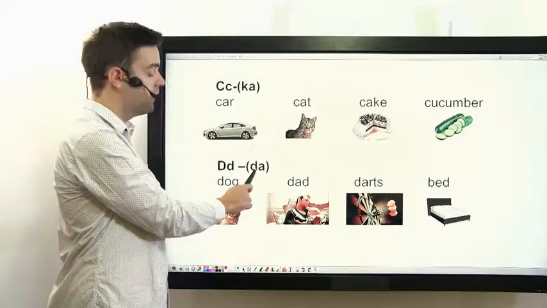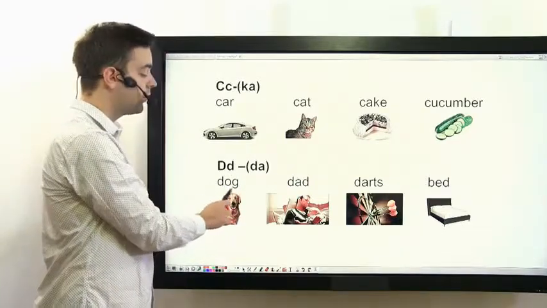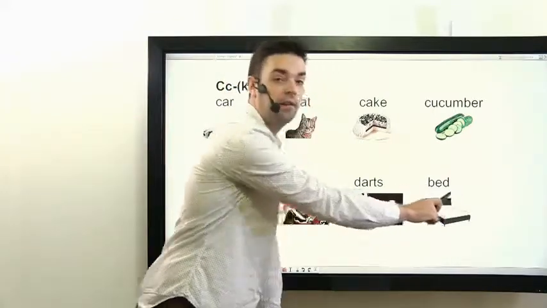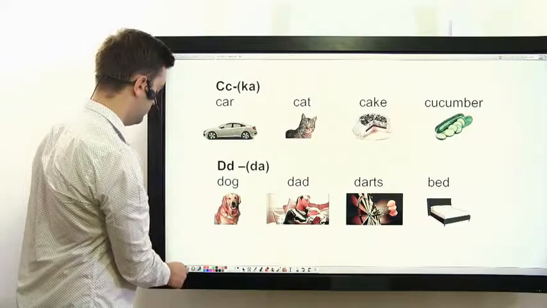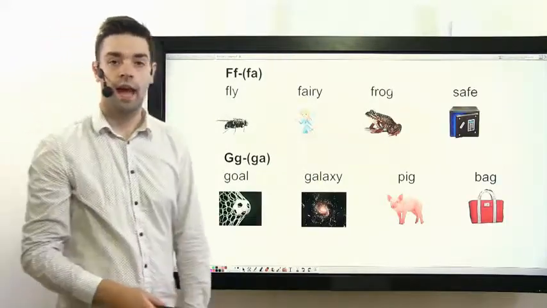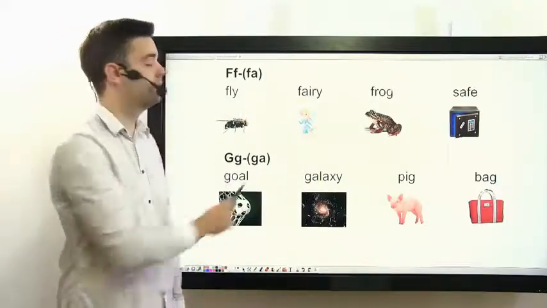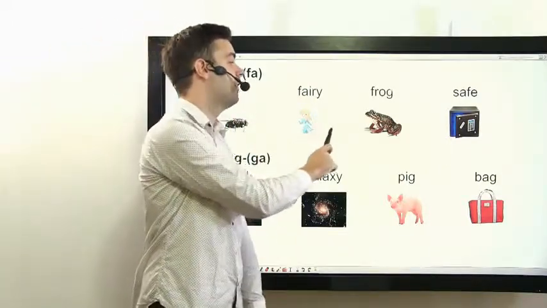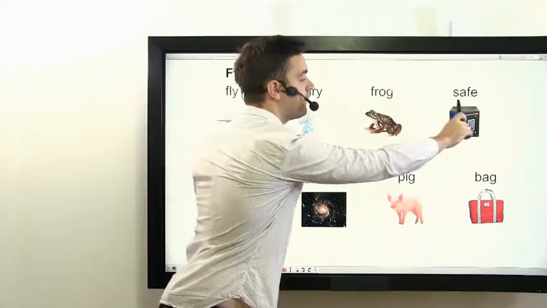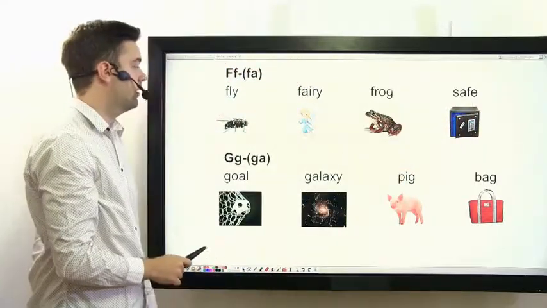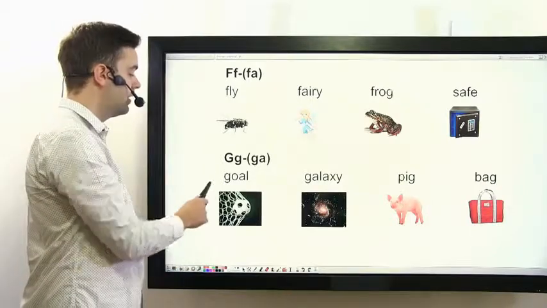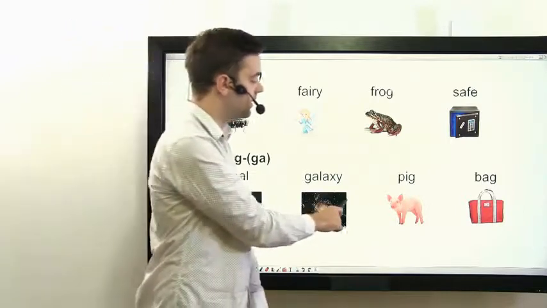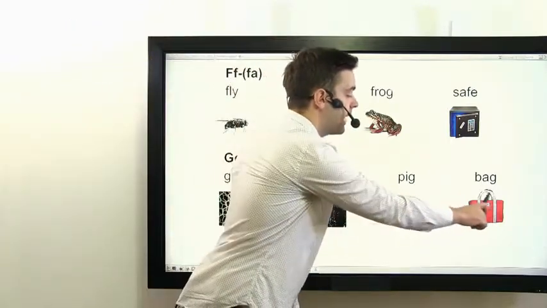D, dog, dad, darts, bed. F, fly, fairy, frog, safe. G, goal, galaxy, pig, bag.